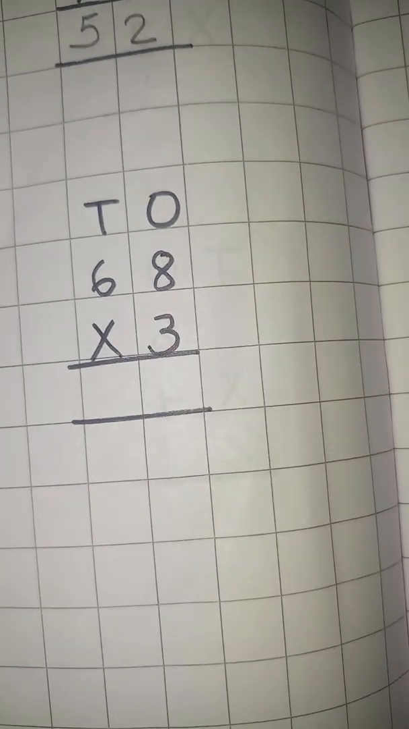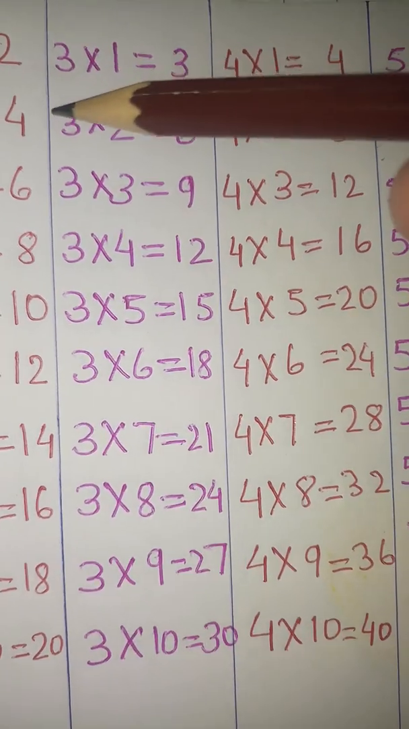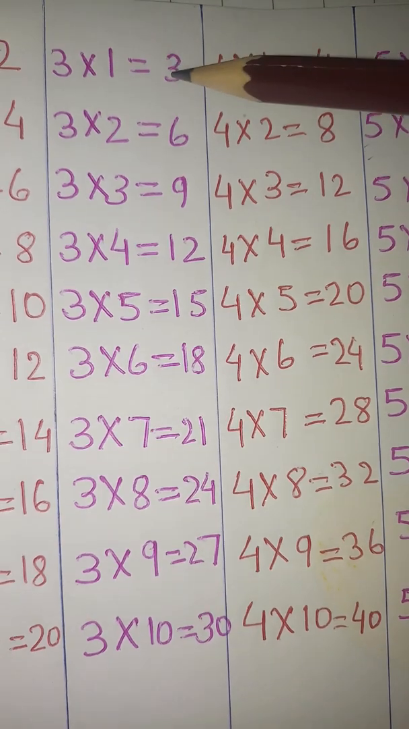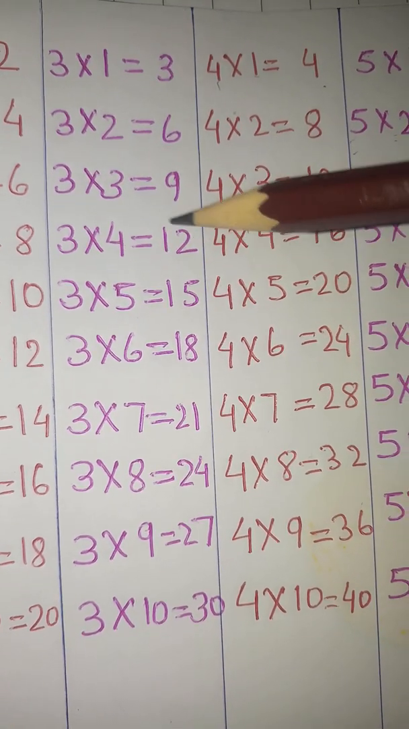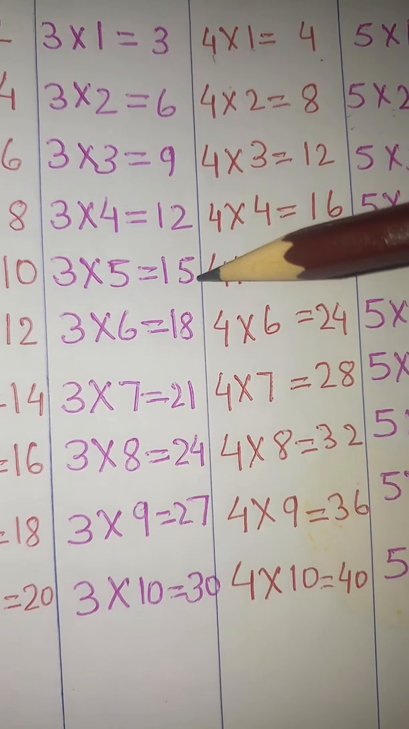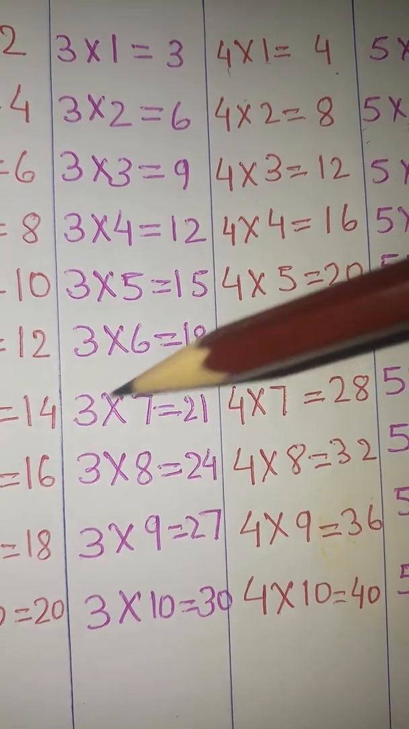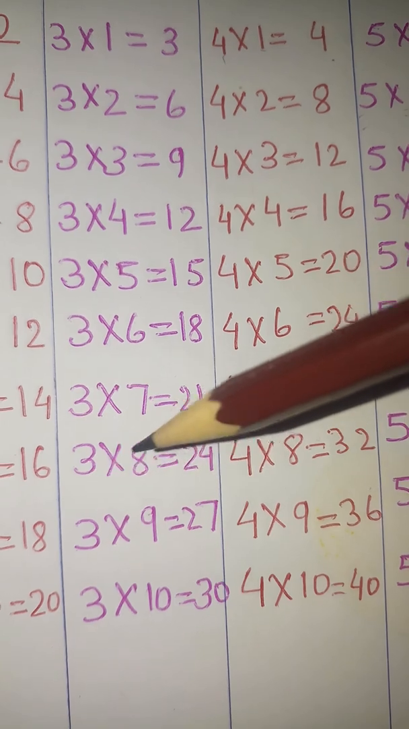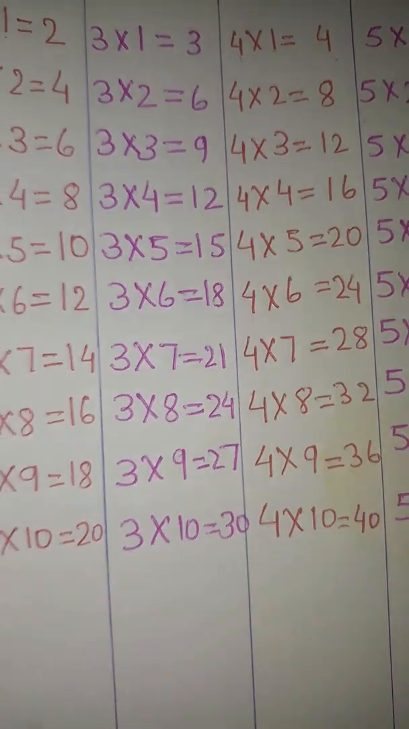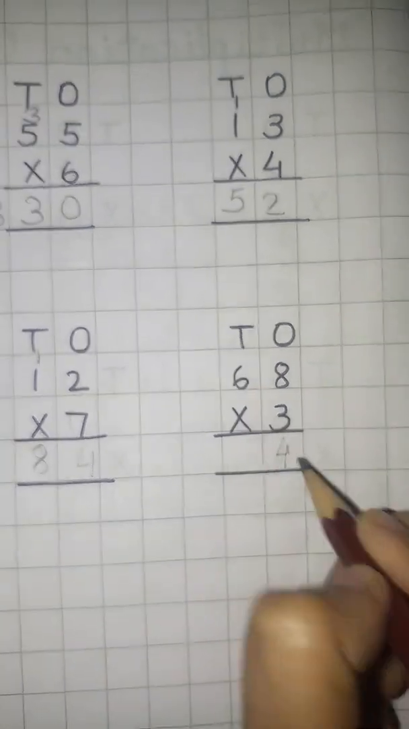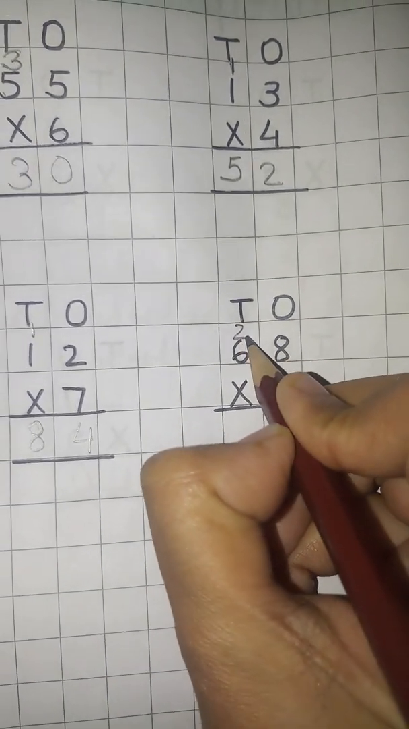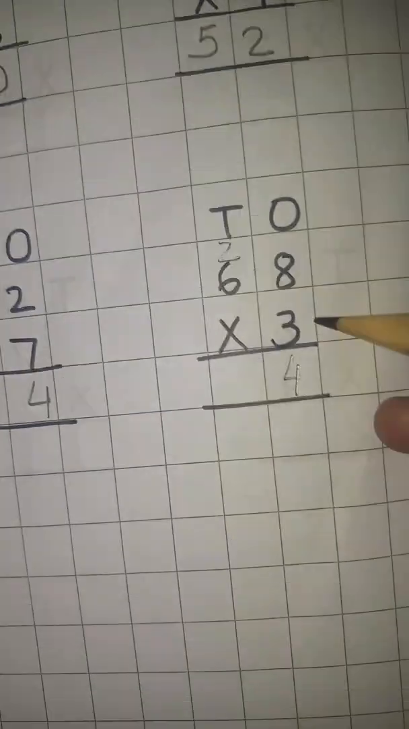Then 3 into 8. Let's see in a 3's table. 3 into 1, 3. 3 into 2, 6. 3 into 3, 9. 3 into 4, 12. 3 into 5, 15. 3 into 6, 18. 3 into 7, 21. 3 into 8, 24. So we will write 24's 4 here and 2 carry over.